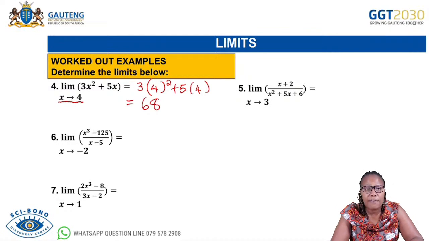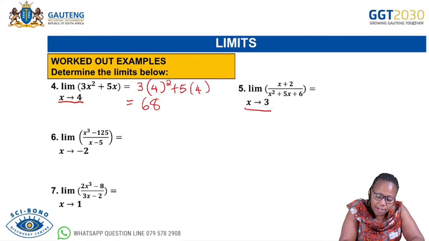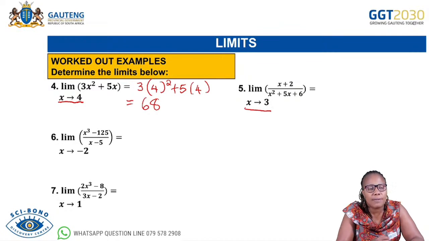Okay, number 5, now we are having x plus 2. Let's look at that now. Our limit is the limit of x approaching 3. From the previous questions, we were just substituting the value of x. But in this case, grade 12, you can't. Why? Because you are having a fraction. When you have a fraction, you must be more careful. Check, can you factorize something in your expression?